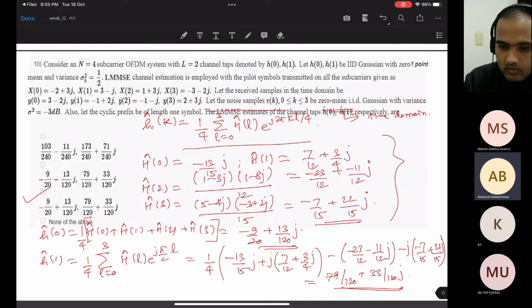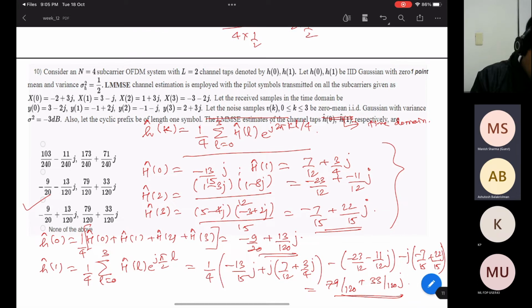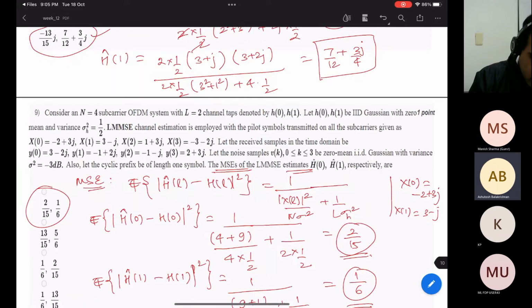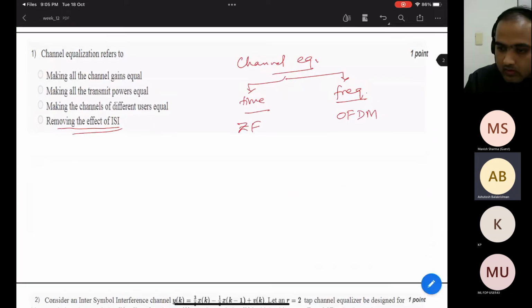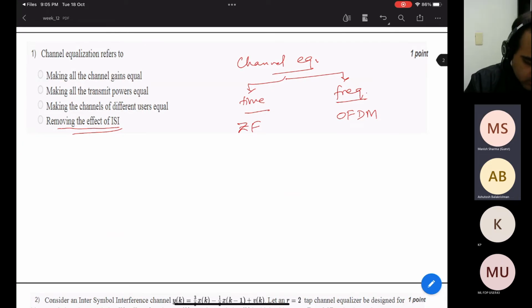Any questions? Any doubts? Sir, please show again question number 1 and 2. 1 and 2? Yes, sir. Just a minute. Yeah, so question 1 was very straightforward. So what is channel equalization? It is removing the effects of ISI. So the correct answer is removing the effect of ISI. Right? Option D. Okay, sir.